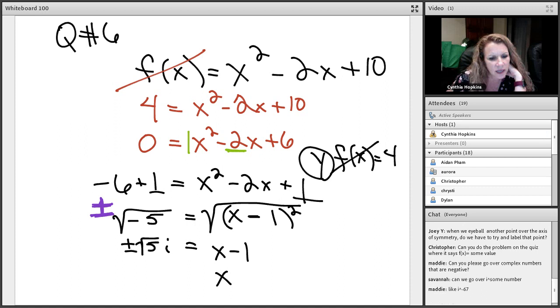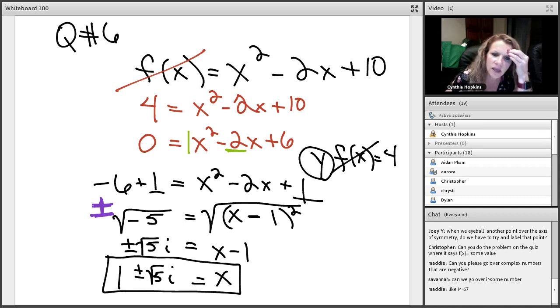And so my last step is to get x all alone. So I'm going to add 1, and then I have plus or minus the square root of 5 times i. And those are my two answers, and they are complex conjugates.